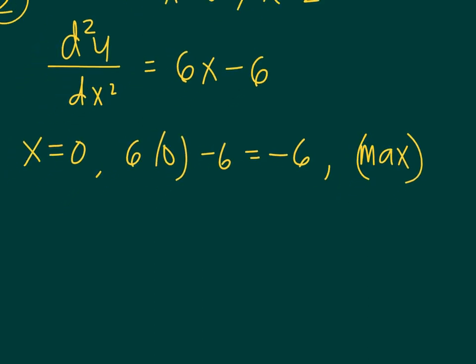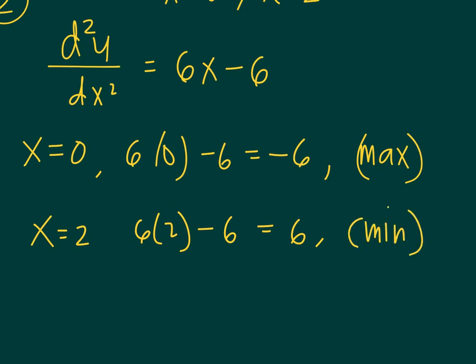And then if we try x equals 2, we have 6 times 2 minus 6. The answer is positive 6, and it will indicate a minimum. So we were able to validate using the second derivative test that at x equals 0 and x equals 2, we could get relative maximum and relative minimum respectively. Okay, so that's how we validate. It should be consistent with the first derivative test.